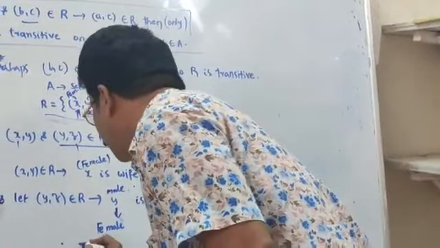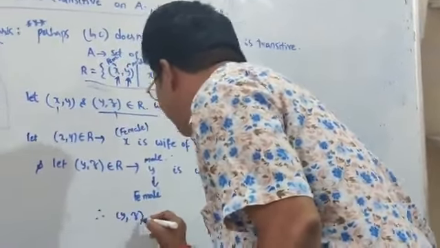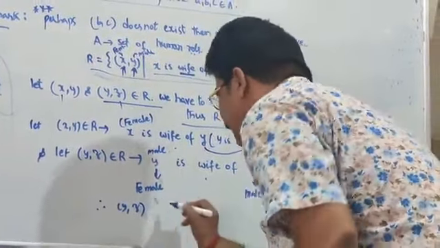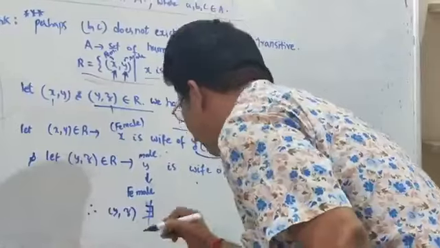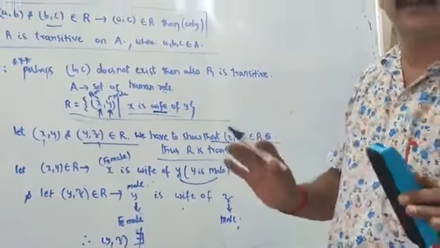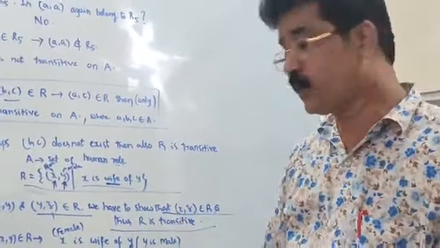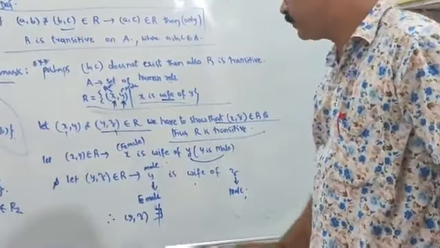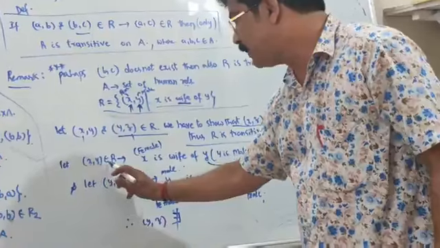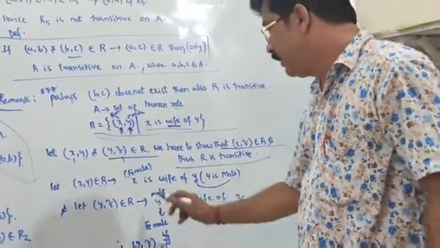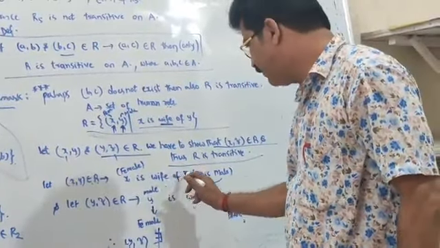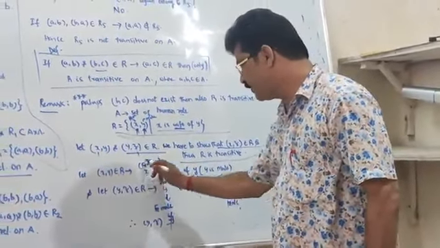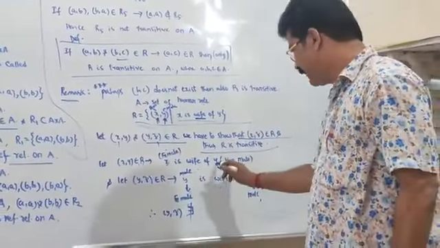Therefore Y comma Z does not exist. I am not talking about belonging or not belonging. You look at the board. Once again, X comma Y belongs to capital R means X is the wife of Y. So in such a case, X is female, Y is male.